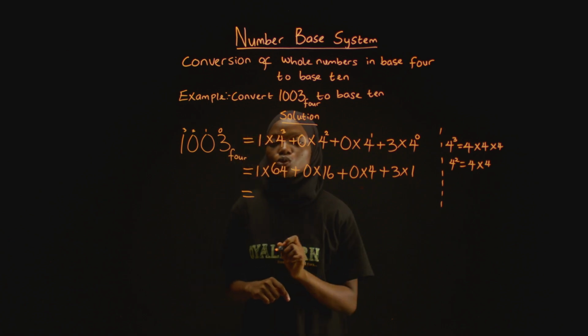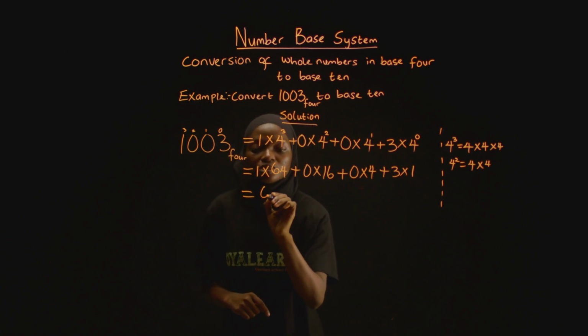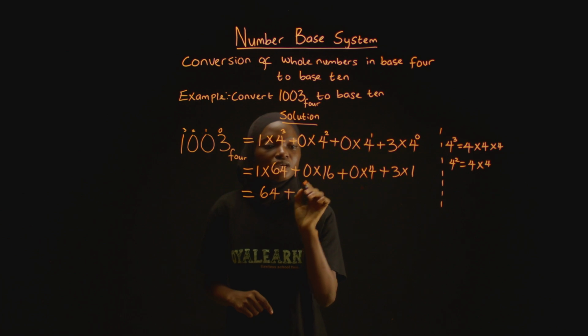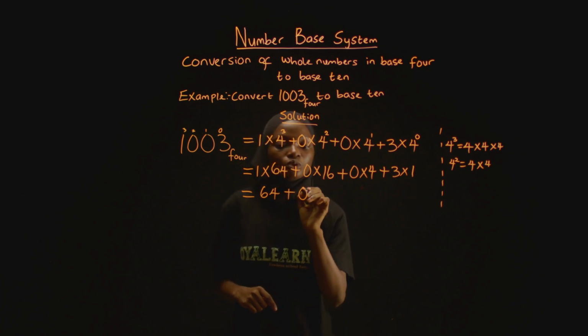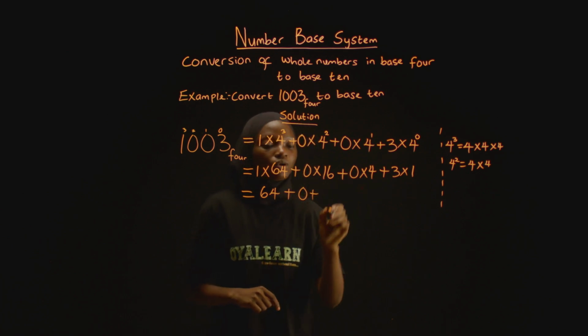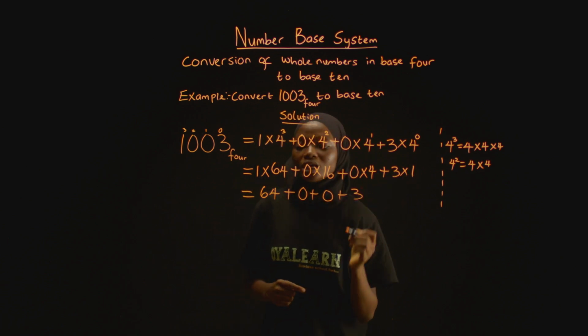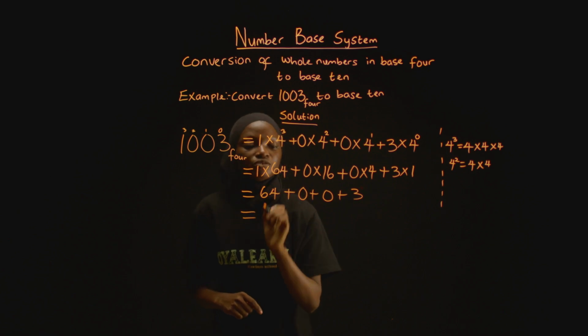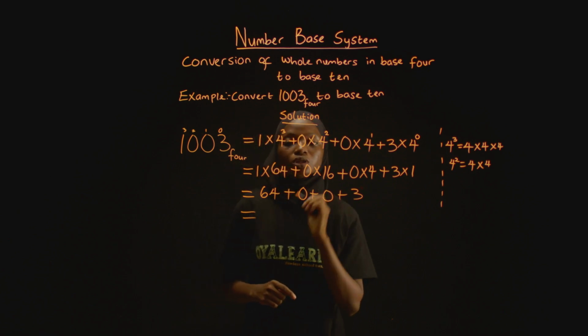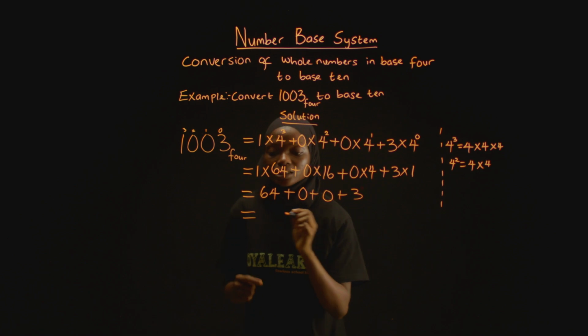So we have equal to 1 multiplied by 64, 64, plus 0 multiplied by 16, 0, plus 0 multiplied by 4, 0, plus 3 multiplied by 1, 3. So let's add. 64 plus 0, that's 64, plus 0, 64, plus 3, 67.